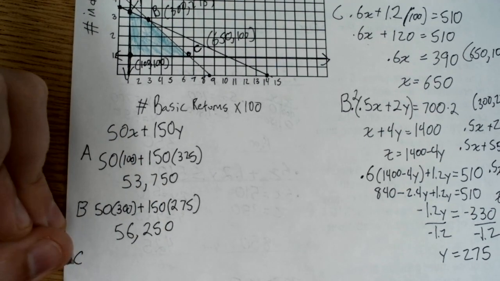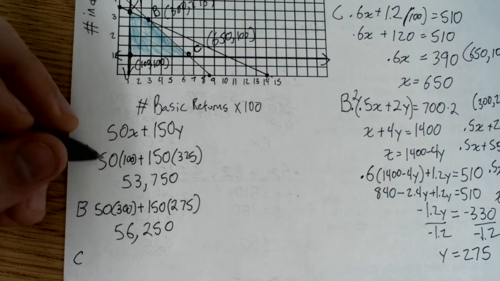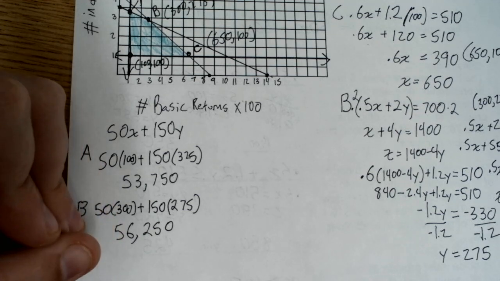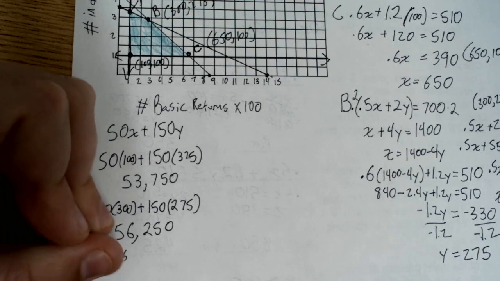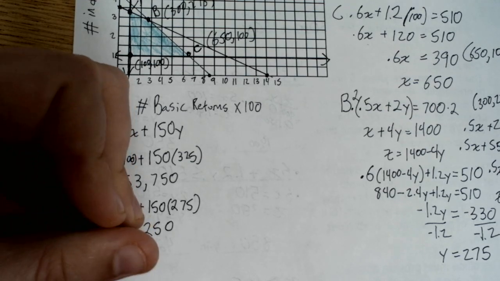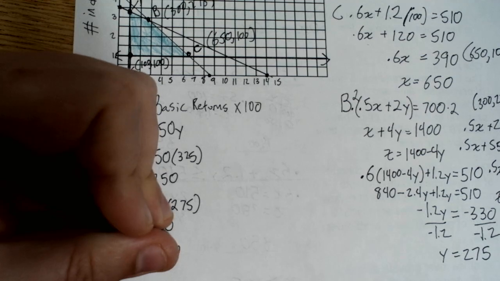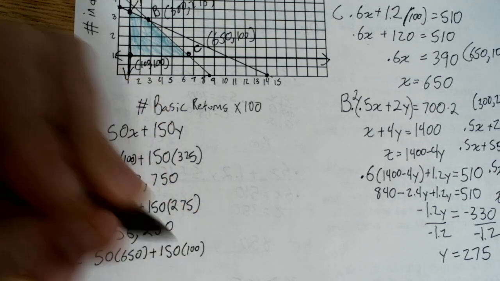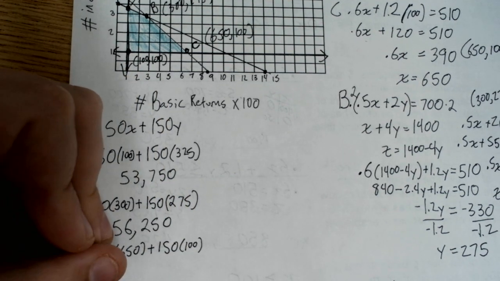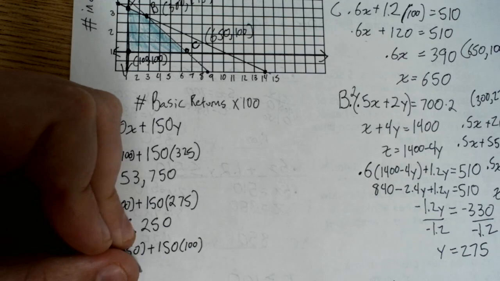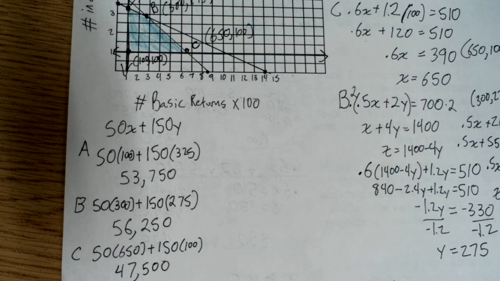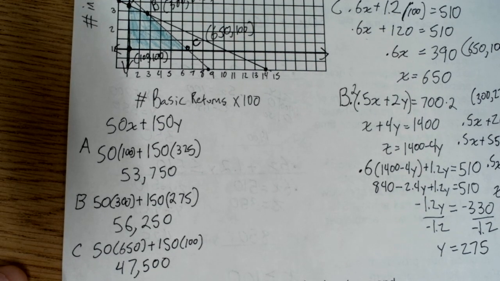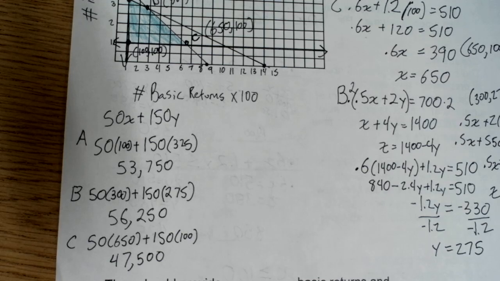And for C, I have 650 and 100. So I do 50 times 650 plus 150 times 100. And when you work that one out, it just comes to 47,500.